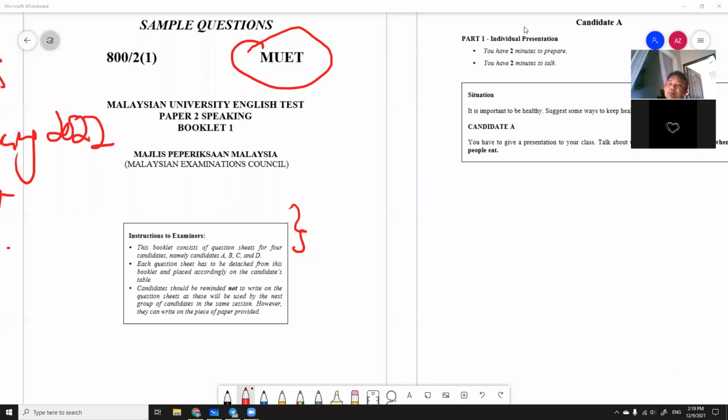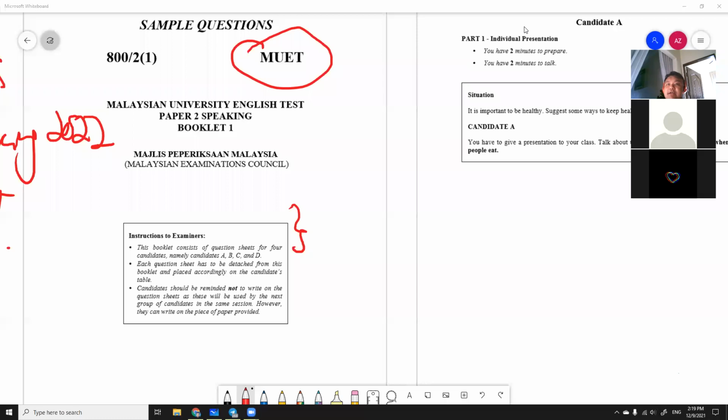The booklet consists of question sheets for 4 candidates. For your information, even though I allow you to have 5 members per group, that's only applicable for your writing. As for the speaking component for your PB, PB stands for penilaian berterusan, you will have to have a maximum of 4 members per group.